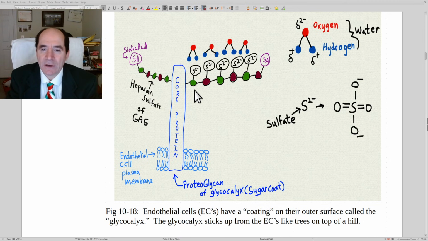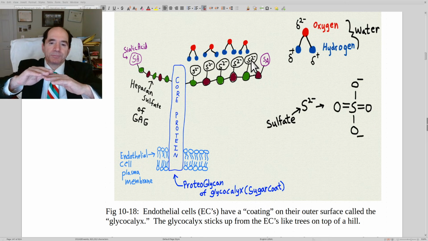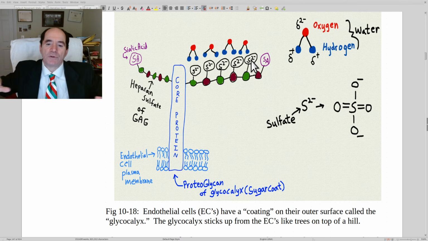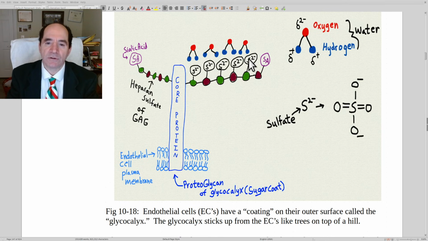All right, and they're going to have repeating disaccharide units of sugars, and they're going to have sulfates attached to them. Okay, for example, heparin sulfate. And these negative charges create a zeta potential on the surface of the endothelial cells. Okay, so this negative potential is what repels the RBC when the RBC comes floating by. And the sialic acids also have a negative charge, which also contributes to the zeta potential.